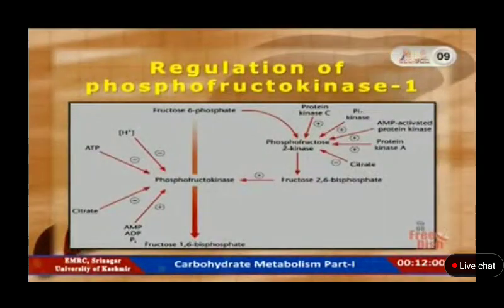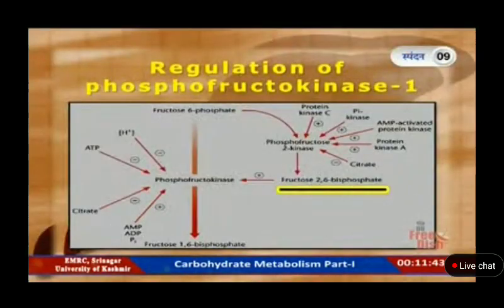Now I will tell you how phosphofructokinase 1 is regulated in a cell. It is inactivated by high concentrations of fatty acids, citrate and ATP, whereas activated by high concentrations of AMP and ADP. Another important and potent activator of phosphofructokinase 1 is fructose 2,6-bisphosphate.